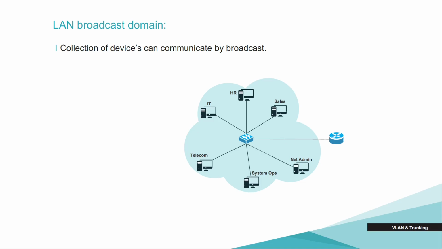In my example I have one router, one switch, and 6 PCs. Those PCs are from different departments. We have PCs from sales, HR, IT, telecom, system ops, and net admin. If our switch receives an unknown frame, and we are talking about our network right now before deploying the VLAN, our switch will flood this unknown frame, and this is the default behavior of our switch. And as you can see, this is insecure and insufficient for our network. Let's see how the VLAN will solve these problems.